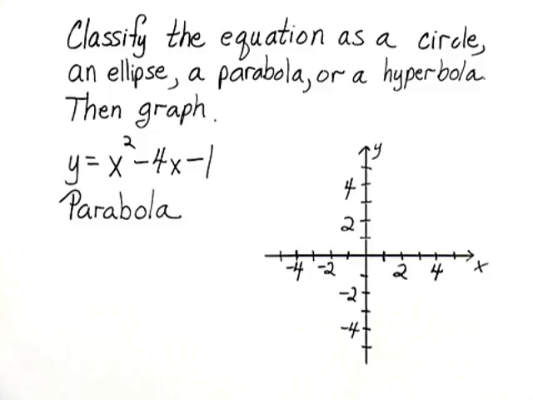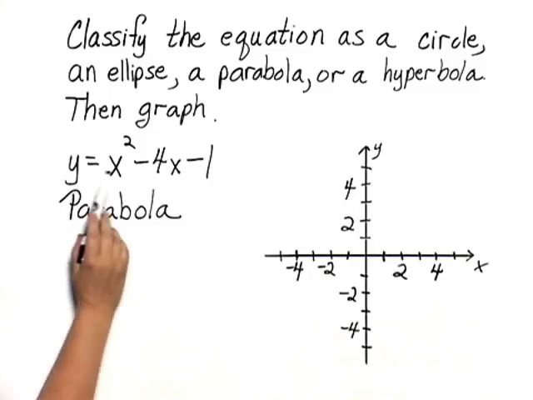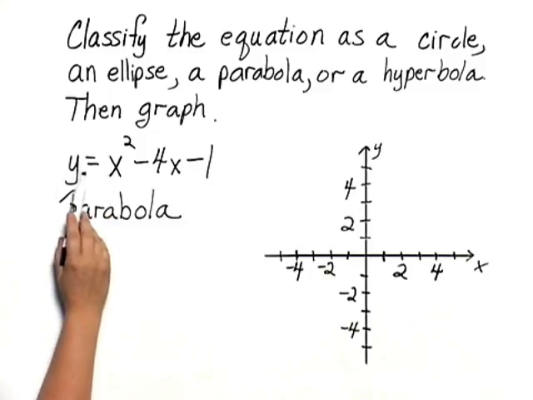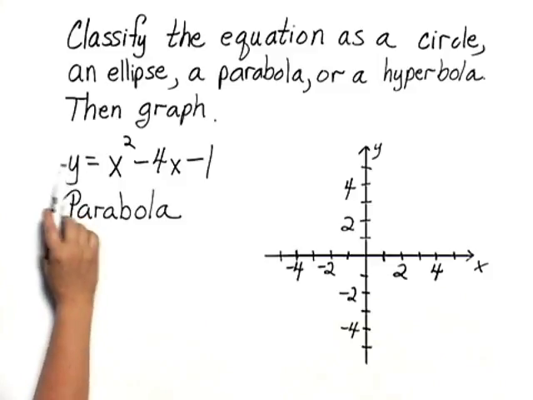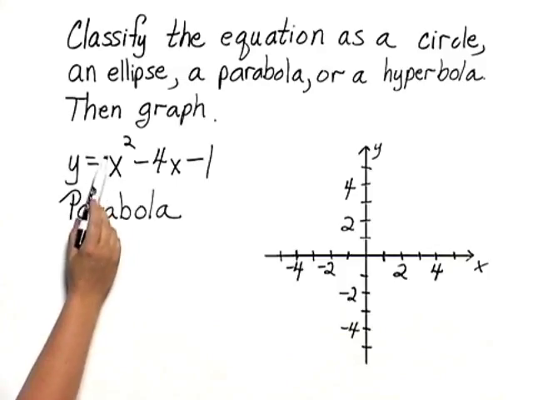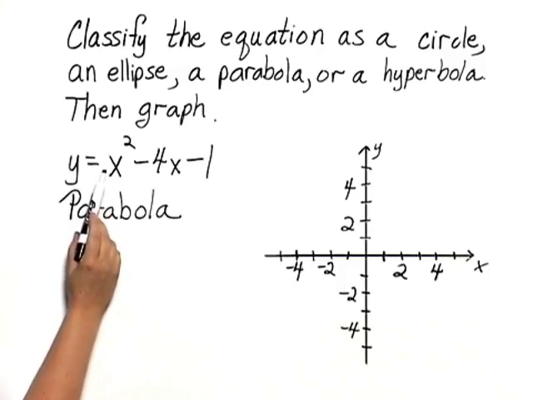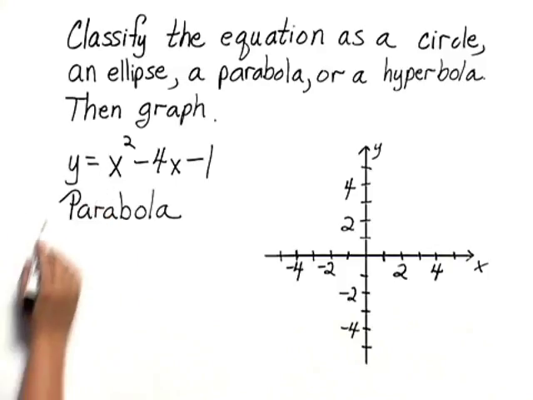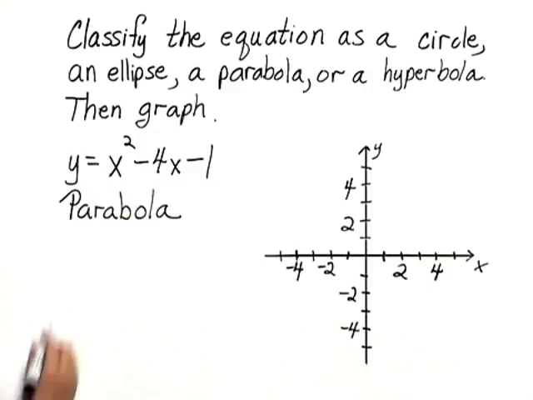Now let's graph it. What do we know about this? Well, this is a parabola that's going to open up or down, and it's going to open up since we have an x squared coefficient of positive 1. If we complete the square, we can find the vertex.